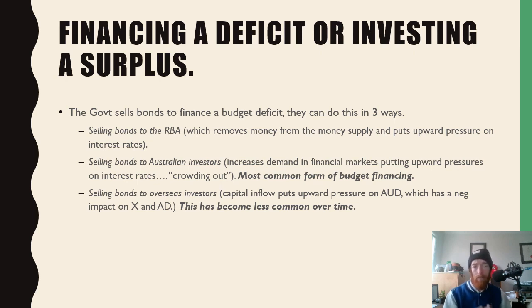Selling bonds to Australian investors, which increases demand in financial markets, putting upward pressure on interest rates as well and causing crowding out, which is one of the most common forms of budget financing. So this is what we're talking about in a previous video, where the government will sell bonds to private investors where they say, if you give us X amount of dollars, we will give you that and a little bit more in return after this amount of years. And so it's a good way, it's a safe investment for a lot of people, and that's why they do it.